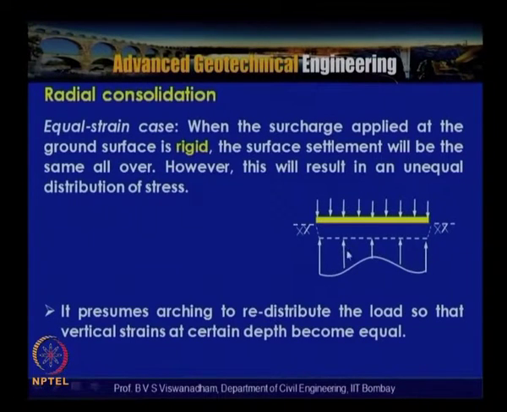So it presumes that the arching redistributes the load so that the vertical strains at a certain depth become equal. These vertical stresses redistribute in such a way, because of the arching, that the reaction stresses are distributed so that the vertical strains at a certain depth are identical. So this is a case of equal strain.